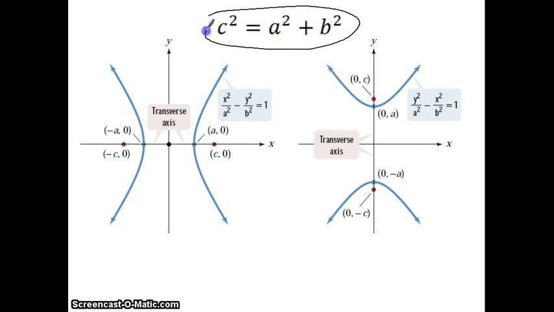A hyperbola has the relationship such that c squared is equal to a squared plus b squared. And we'll be using that. We'll sometimes be given a focus point along with a vertex and be expected to come up with the equation of the hyperbola, so we'll have to figure out the b value, or we'll be given a and b and be expected to find the focus points.